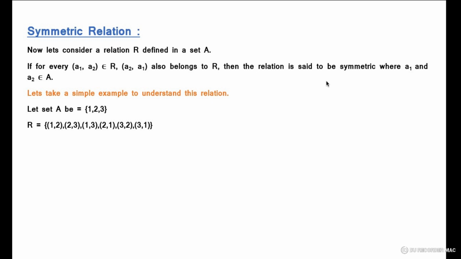Let's take an example. Set A has elements 1, 2, 3. And the relation is R = {(1, 2), (2, 3), (1, 3), (2, 1), (3, 2), (3, 1)}. So this is an example.